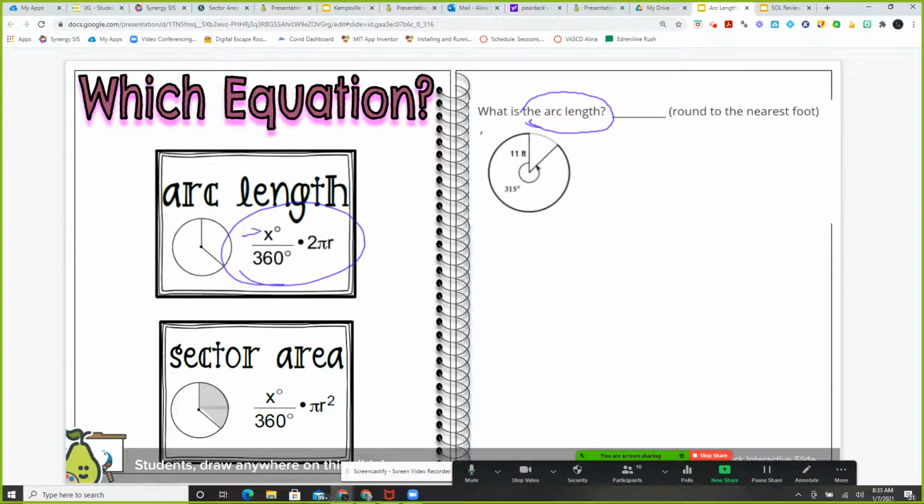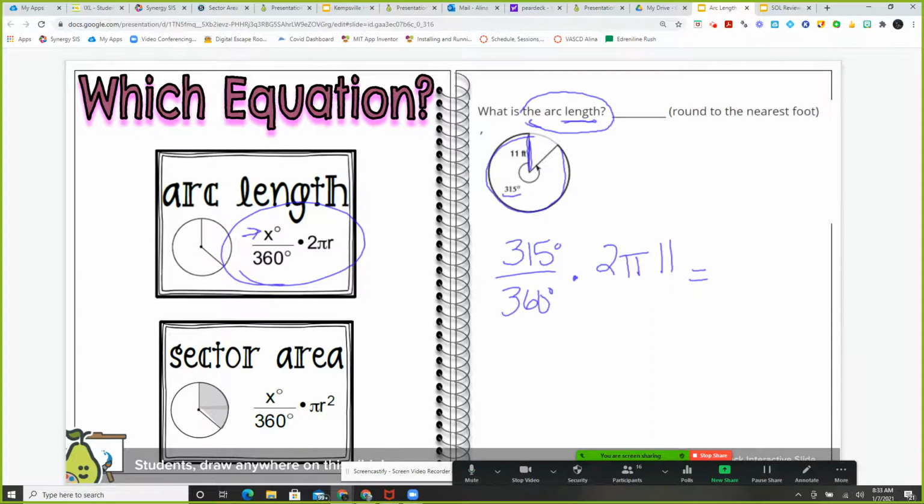We want to do the part over the 360. So this is the part that I want. That's 315 degrees divided by 360. And then I'm going to multiply by the circumference because I want length. So that's 2 pi, and then my radius is 11. You're just going to put that in the calculator exactly the way you see it.